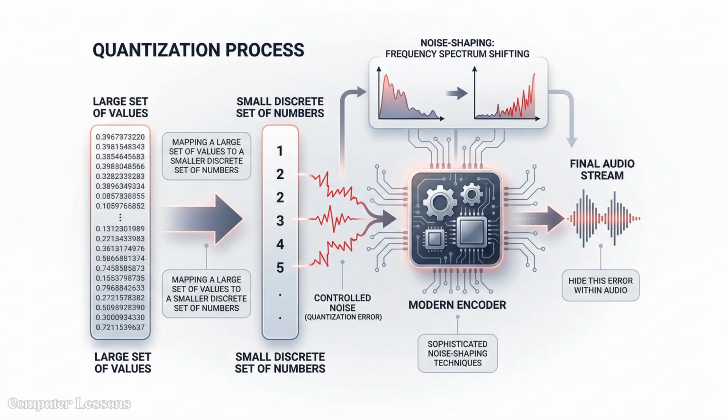Quantization is the process of mapping a large set of values to a smaller discrete set of numbers. This step introduces a controlled amount of noise known as quantization error into the final audio stream. Modern encoders use sophisticated noise shaping techniques to hide this error within audio.